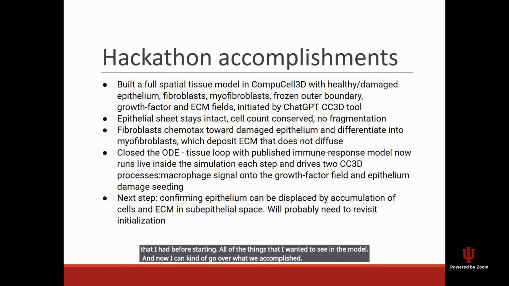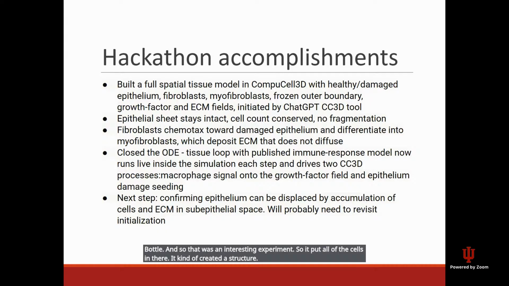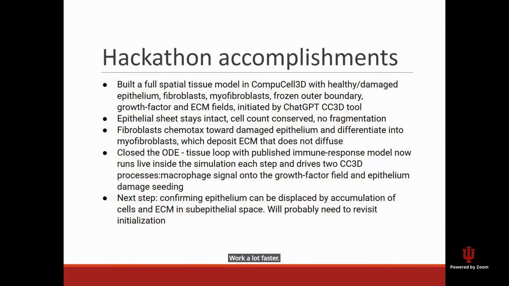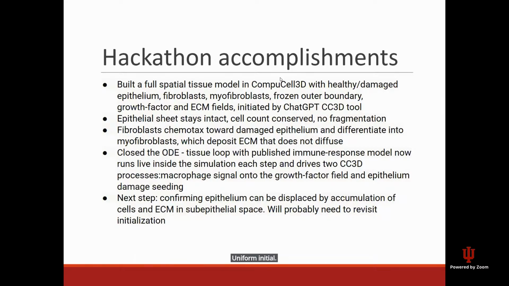So Christian tried out the ChatGPT CompuCell3D tool to get an initial model. That was an interesting experiment. It put all of the cells in there and created a structure. It was all done very differently than I would have done, so it made it hard to interpret, but it did work a lot faster. There was some time spent trying to understand what it had done, but it probably would have taken me much longer to use uniform initializer and XML and so on and so forth. So that was an interesting experiment.